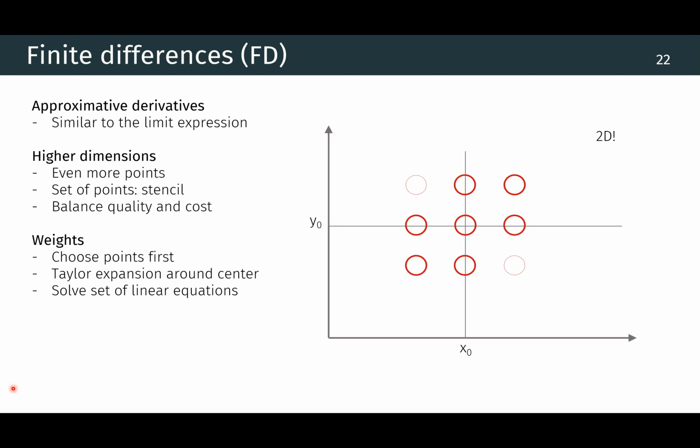But the nice thing is that if you choose the points, the weights come for free. So the main concept is you do a Taylor expansion around the point you're interested in, and then you solve the associated set of linear equations in order to get how you would need to weight the functional values of those individual points. Again, libraries typically do that for you, which is nice.